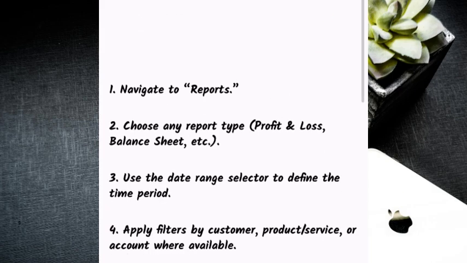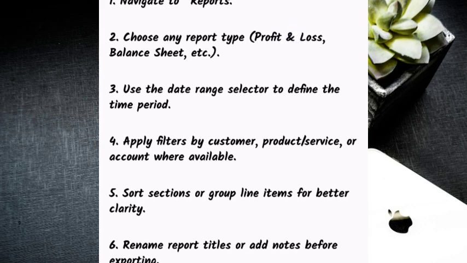First step is going to be to log into Wave. You can do that on the official website, or you can choose to do so on the Wave mobile app. But once you're logged in, just navigate to reports, and then you're going to choose any report types. It could be profit and loss reports or balance sheets, whatever it is. And then you can use the date range selector to define the specific time period that you want.